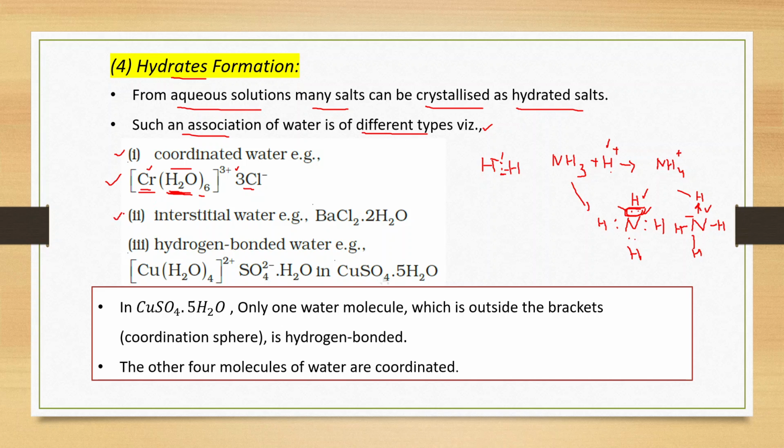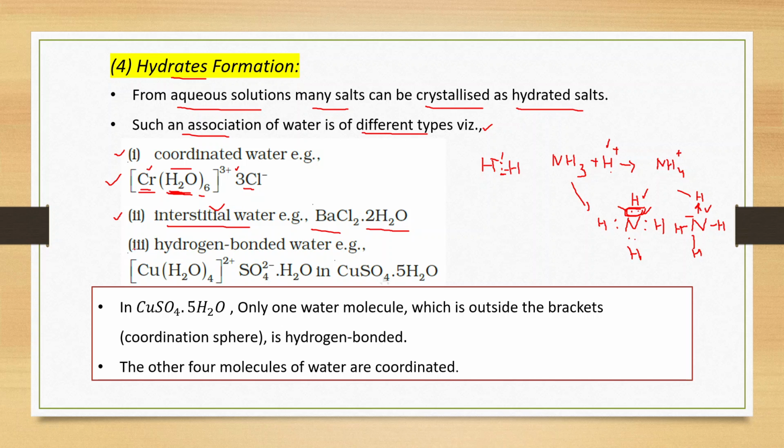Next one is interstitial water, for example BaCl2.2H2O. Now again, what is interstitial? When a crystal of any solid substance is formed, there is some space within that crystal. That is known as interstitial space. When water molecules occupy this space, that water is known as interstitial water.